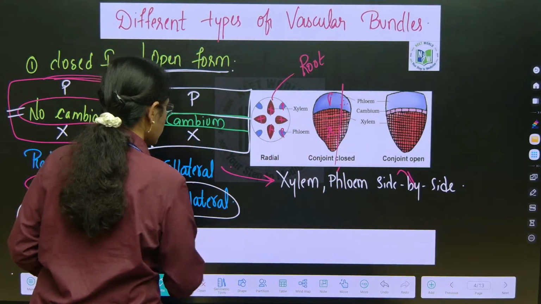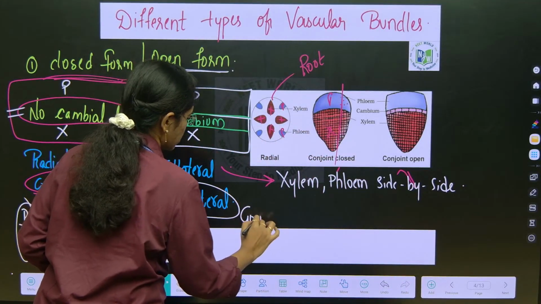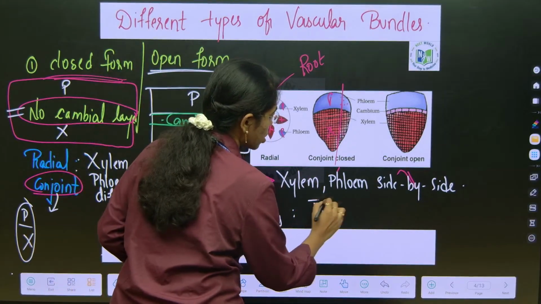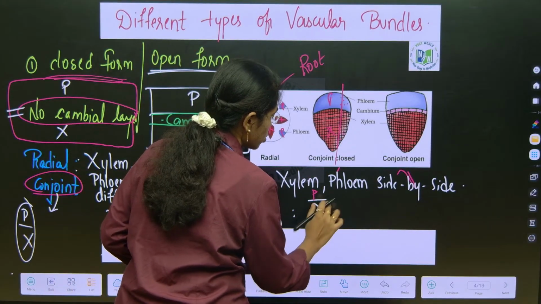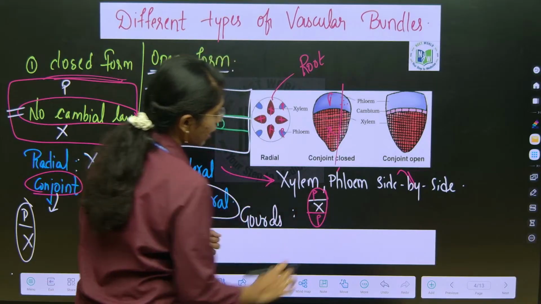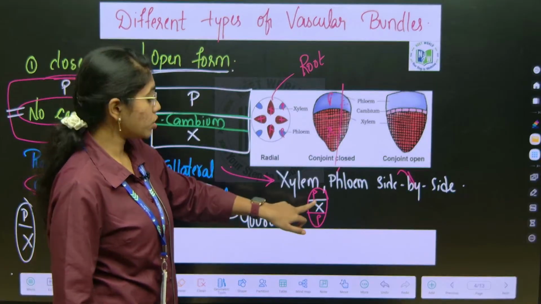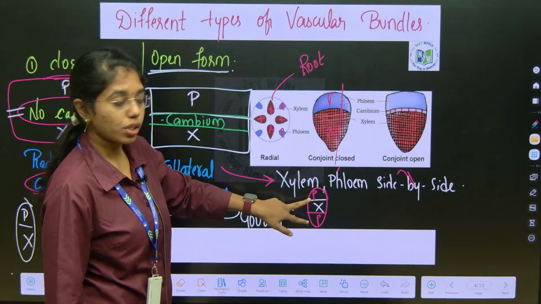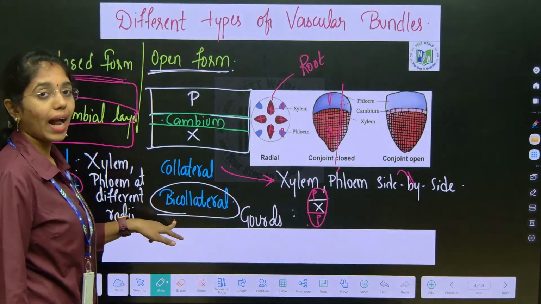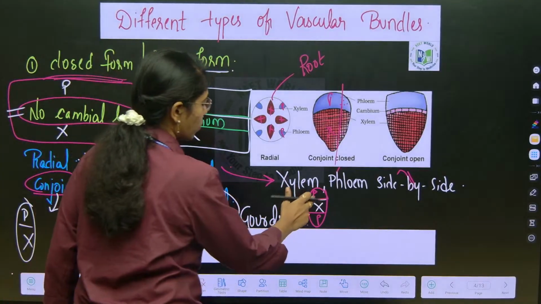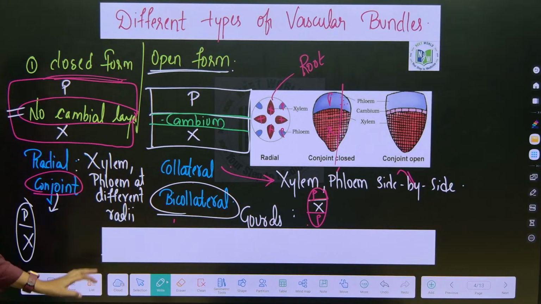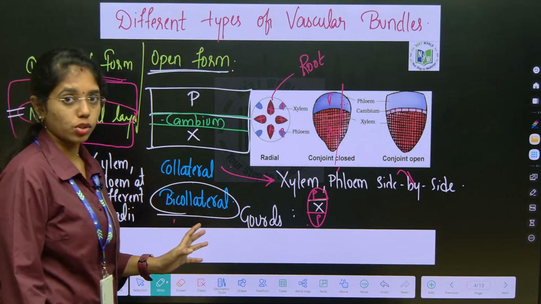Bicollateral, this is mostly observed in gourds, wherein xylem is sandwiched in between two phloem tissues like this. Xylem is at the center, sandwiched by two phloem tissues at either end, that is called bicollateral type of vascular bundle. These are different types of vascular bundles.